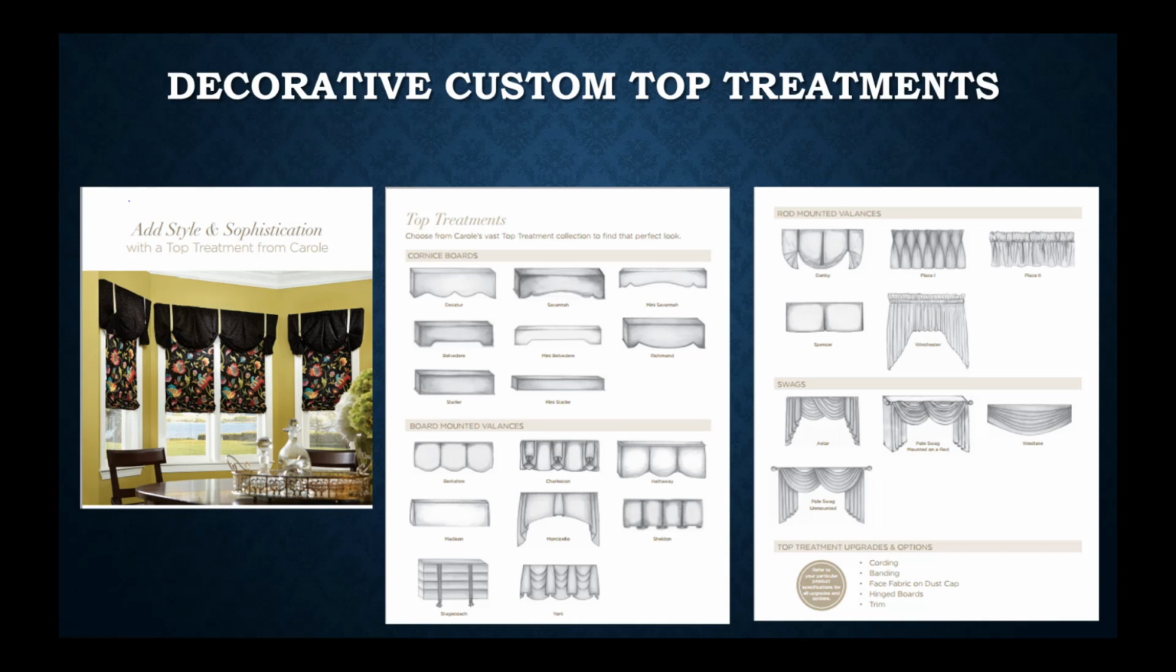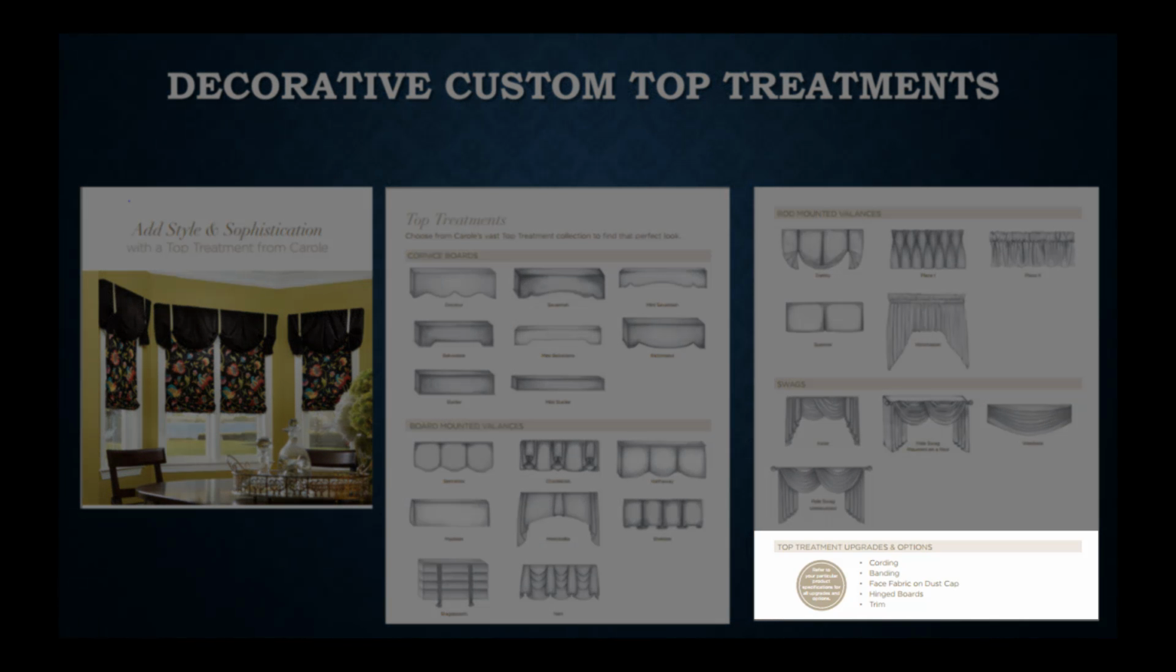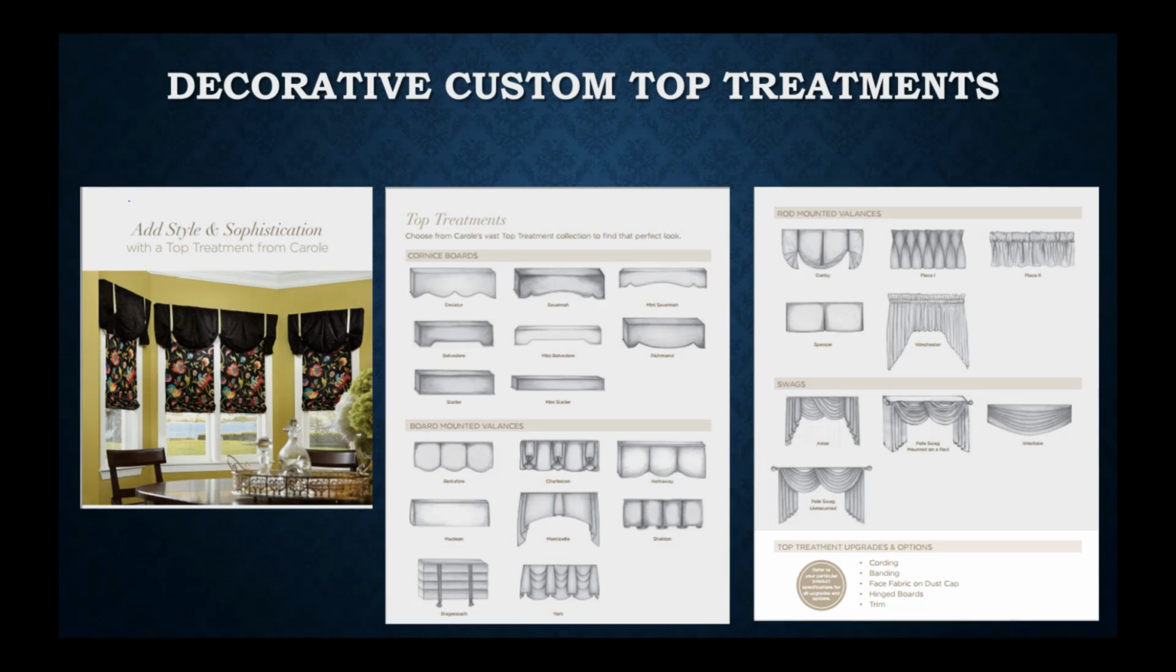We also have a wonderful decorative top treatment section in the lookbook. This is what the consumer would be looking at, and they'd be able to see all the different cornice boards that we offer, all the different types of fabric top treatments, swags and cascades, just quite an array. So it's not just 4, 5, 6 little valances. You can actually do some great and wonderful decor applications just using the products that are listed here. And once again, you've got cording, banding, hinged boards, all the things that you would recognize as custom options and upgrades are available.